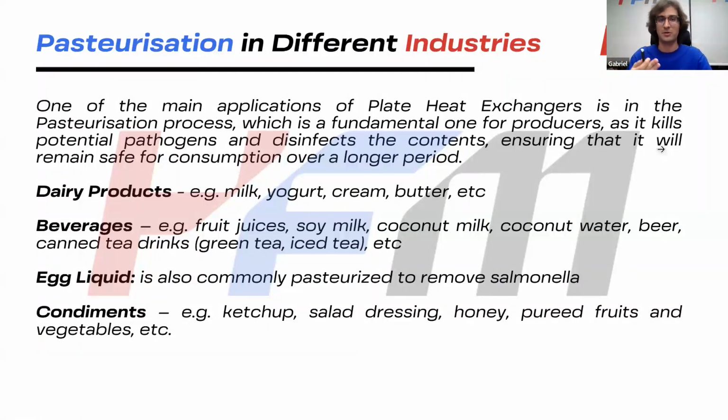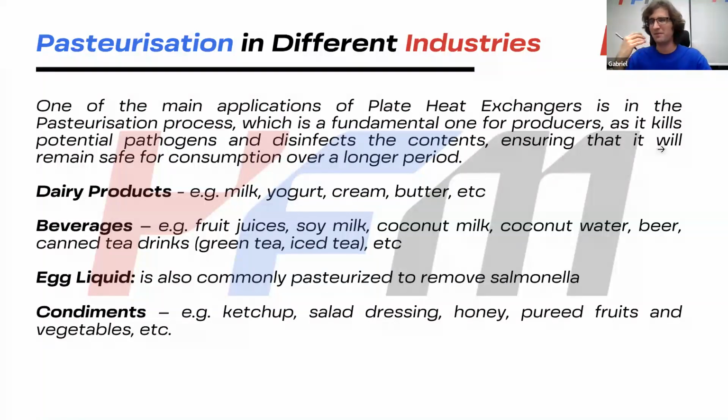For example, for dairy products, I'm going to be talking about milk, but it's also used for yogurt, cream, butter. Beverages such as fruit juices, soy milk, coconut milk, all the plant-based milks, coconut water, canned drinks, liquid egg as well, because we want to remove potential salmonella, making it healthy and safe for consumption. And condiments, ketchup, salad dressing, honey, all these products require pasteurization to fit the sanitary requirements. So yeah, in all of them, they use plate heat exchangers. And I will be showing you very soon how they work in practice.